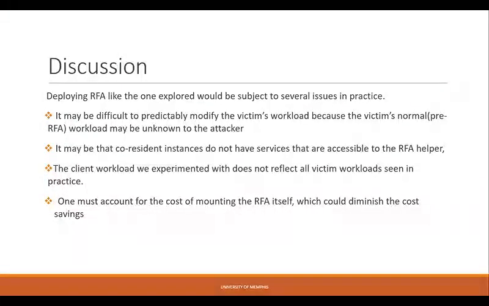Also, the client workload we experimented with does not reflect all victim workloads seen in practice. Say, for example, the workload that corresponded with you was not a web server, so we have different workload types. Also, you need to take into consideration the cost you need to pay to implement this attack. For example, to have the helper running, you need to have an instance for it and you need to pay for it. So you need to make sure that the amount you pay is worth it.